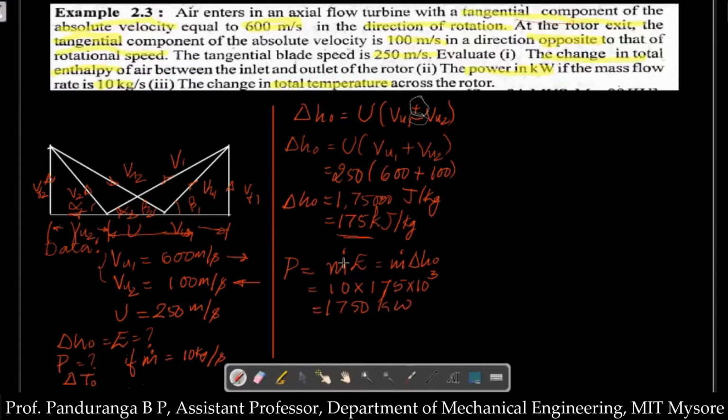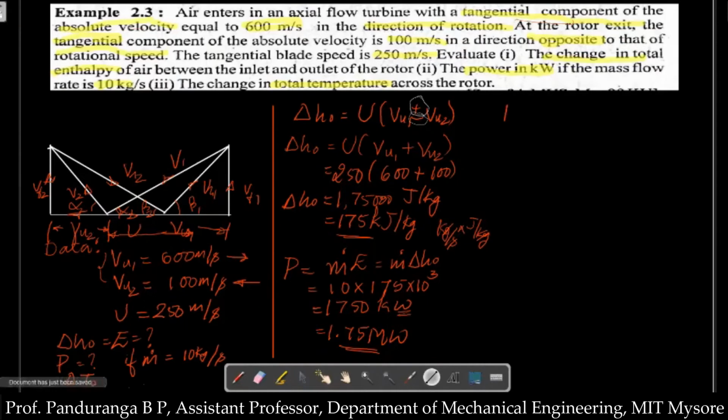kilowatts. So mass flow rate has a unit of kg per second, and change in enthalpy has a unit of joule per kg. So kg will get cancelled, we'll have joule per second. Joule per second is nothing but watts. So the power is 1750 kilowatts, or it can be written as 1.75 megawatts. So this is the power developed.